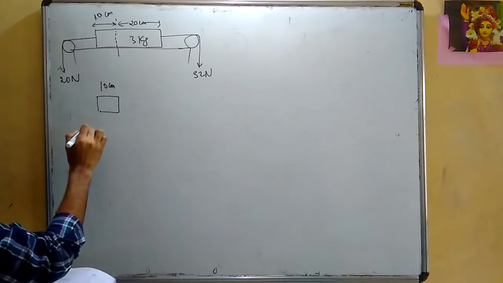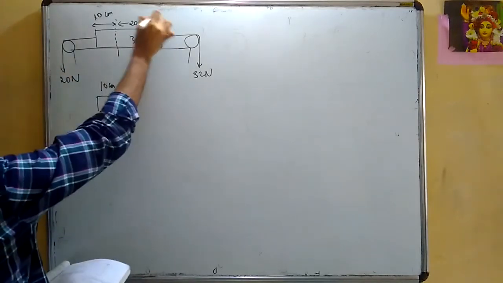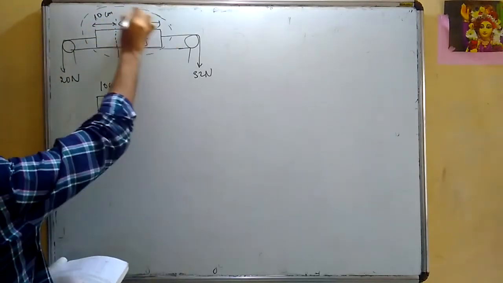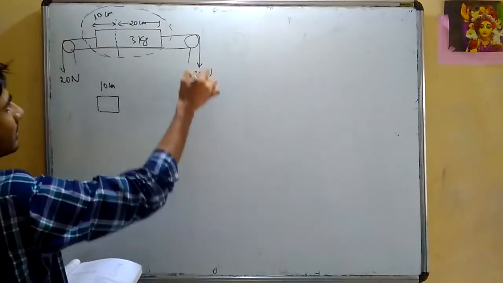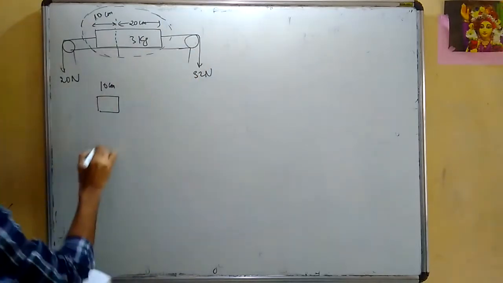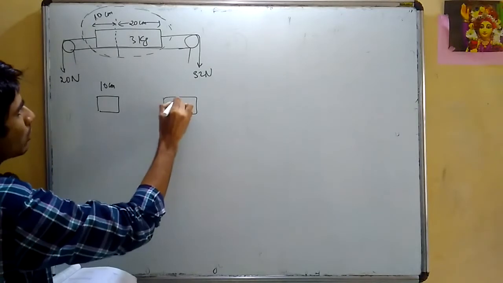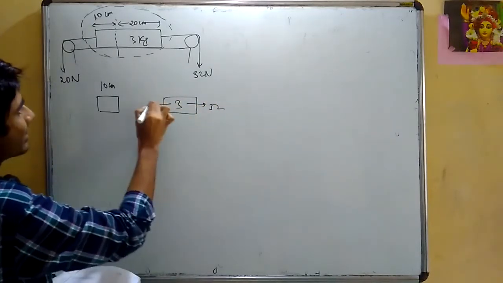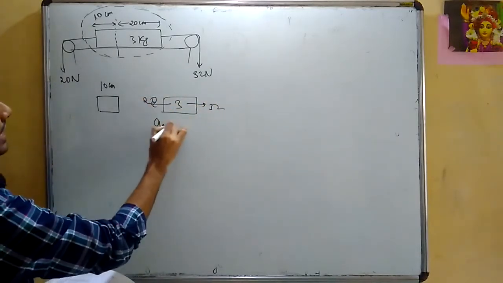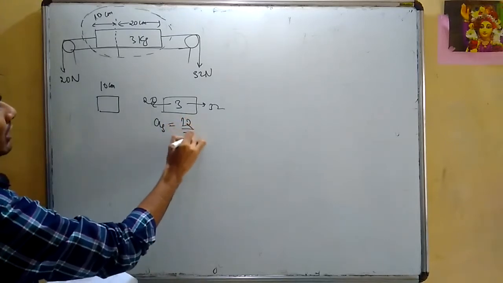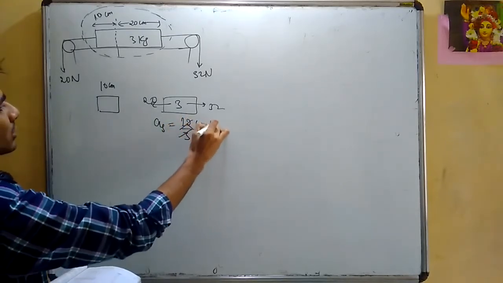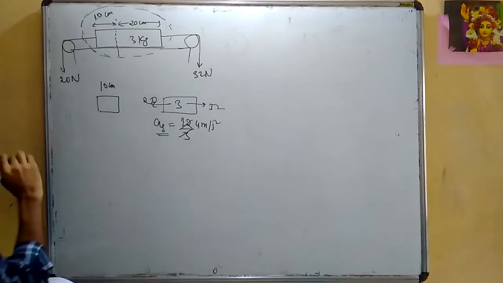Okay. Before drawing the FBD, I can see one thing very quickly, that I consider this as a system. So what are the forces? 32 Newton is acting in this direction. So if I take the system into account, this is 3 kg, 32 Newton in this direction, 20 Newton in this direction. Acceleration of the system will be 12 by 3, that is 4 meter per second square. This is the acceleration, certainly there is no doubt about it.